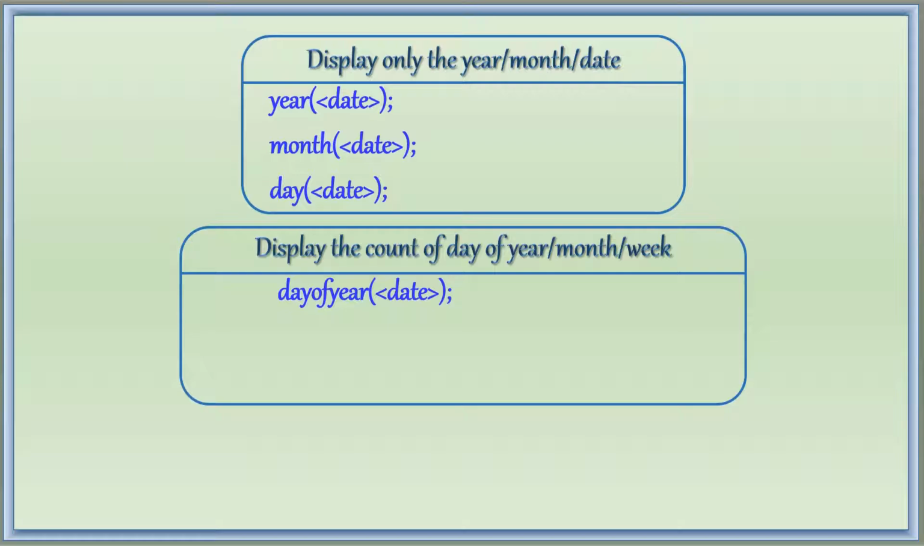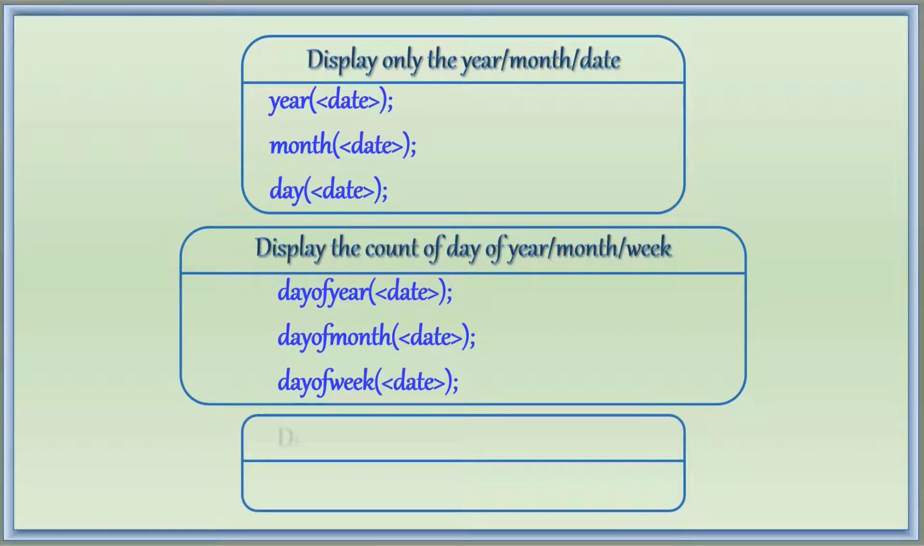dayofyear means in a year which day it is; it will count that day and display it. Similarly, dayofmonth also displays the count of that day in a month, but it is nothing but the date. If we give dayofweek(date), it will display which day we are on in that particular week. If you want to count which week we are in for the particular year, we can use week(date). Come, let us execute and check.